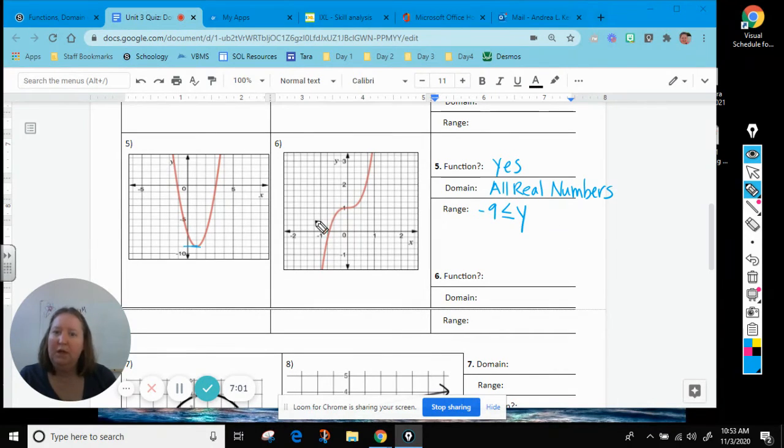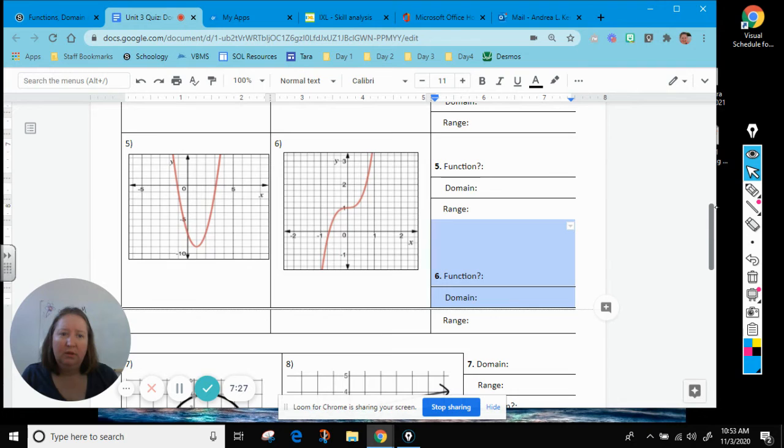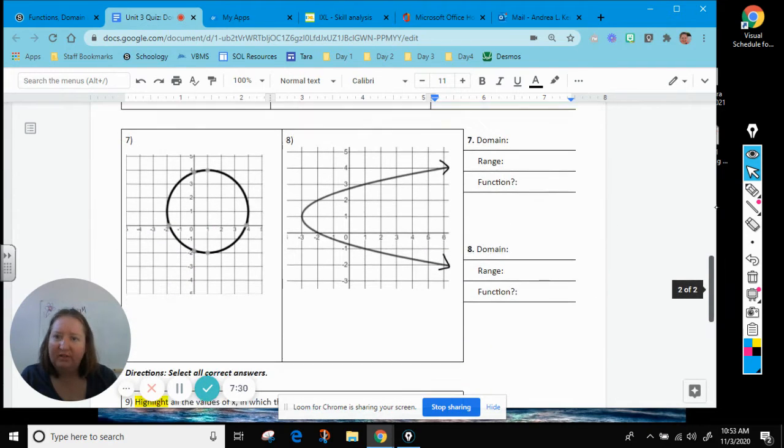I'm done. This graph continues upwards, downwards, right, and left in all directions. So ARN, ARN. Is it a function? Yes. There is no place that you could draw a vertical line and hit that curve twice. So that's those two. Now we're scrolling down.